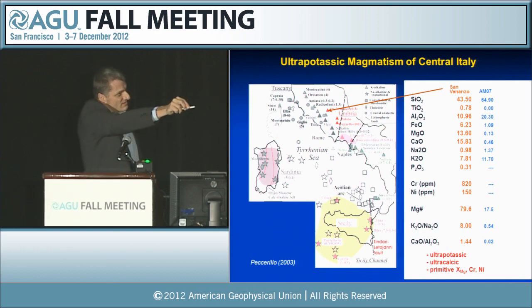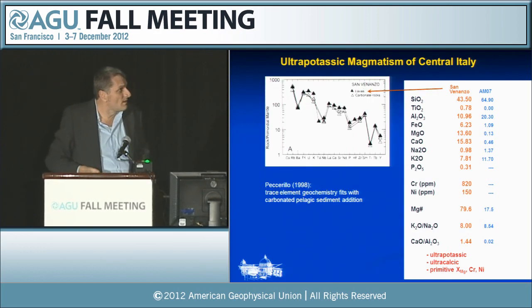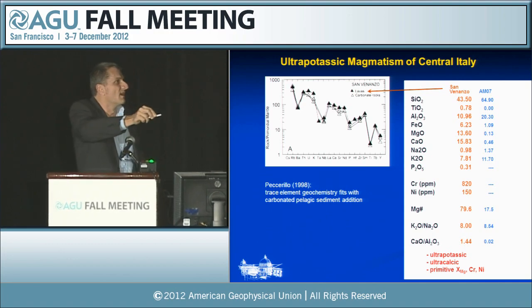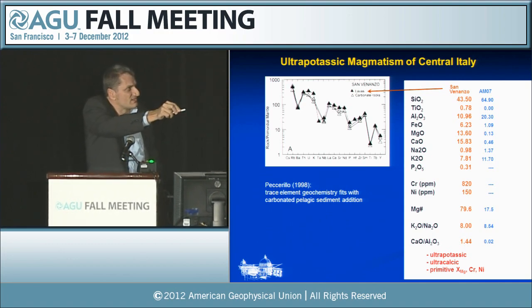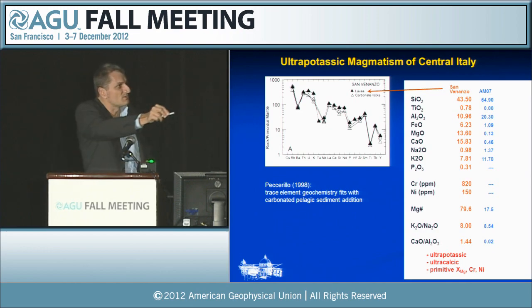And these kamafugites are erupted in this region here, and this region is at the same time the region of the highest CO2 flux in the world. Okay, from Peccerillo, who wrote a very nice book about the Italian volcanism, it was already suggested that these kamafugites are a mixture of some carbonated sediment and mantle melt. And I'm going to take this melt out of the sediments, and I'm going to produce the red melt here.